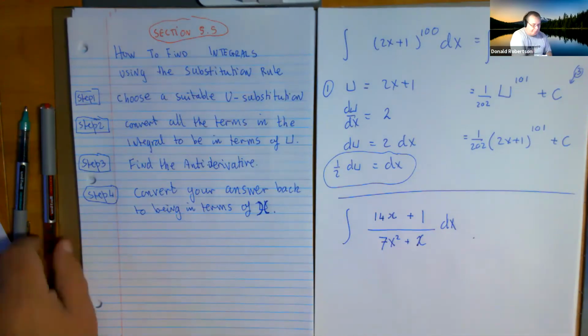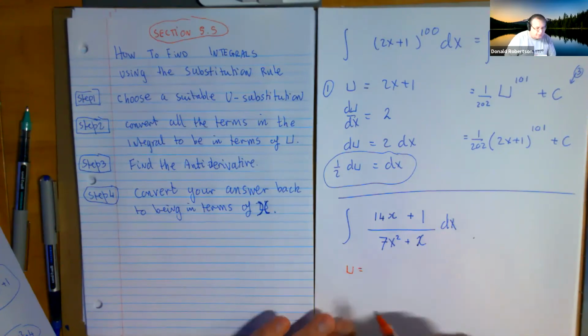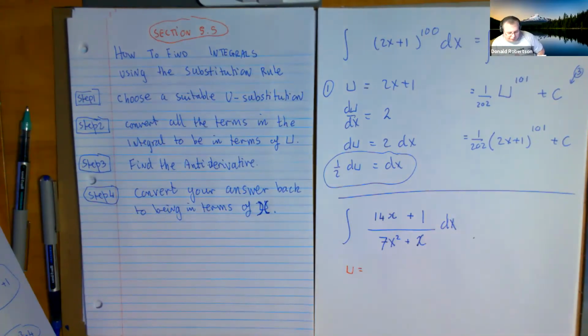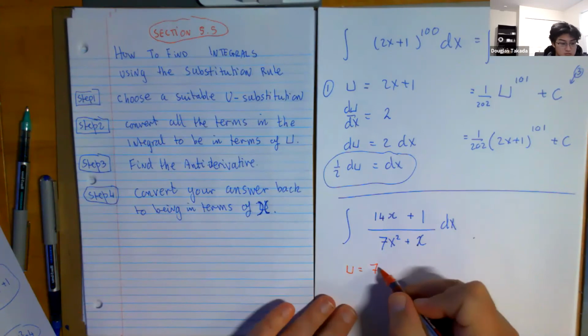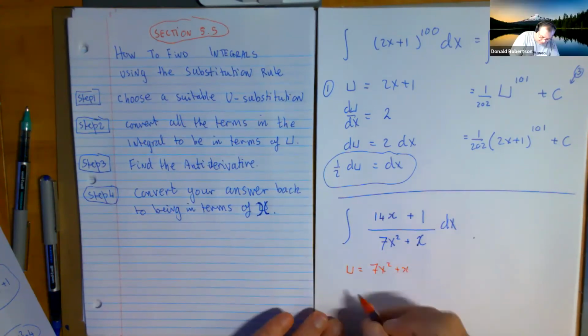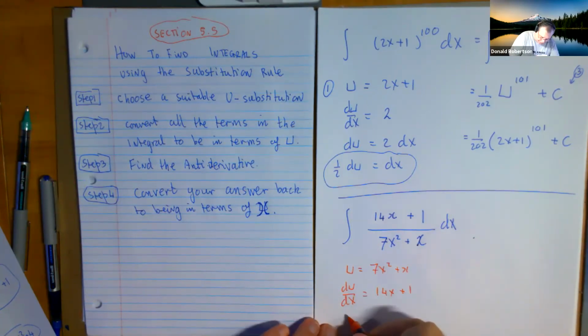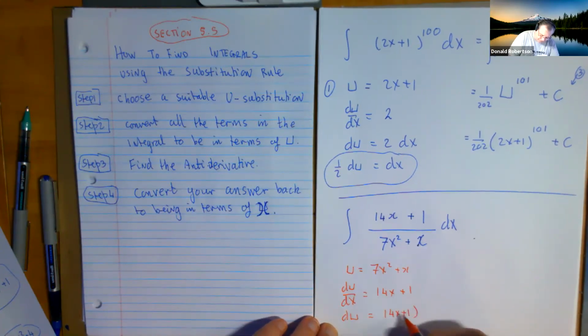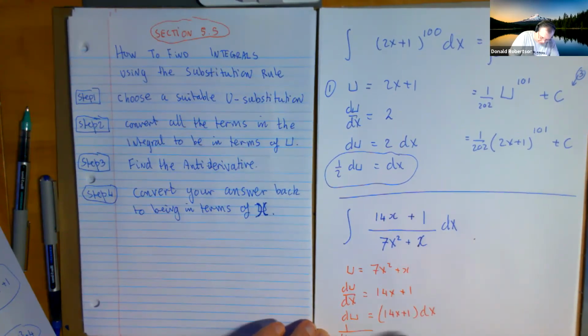Right, I need a u sub. What's the u sub in this question? 7x squared plus x. Now I'm going to differentiate my u sub with respect to x. I'll do the crossover. And then I shall isolate the dx.